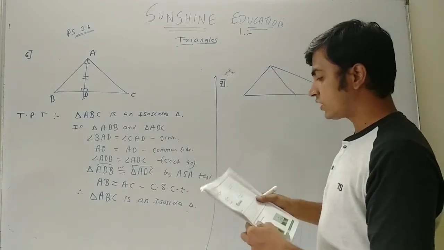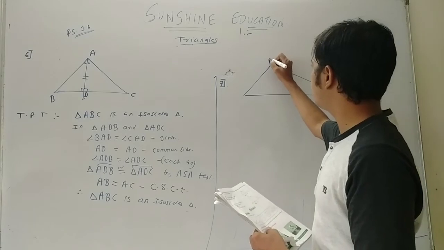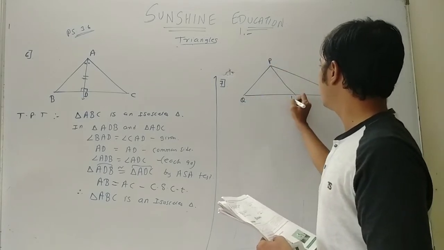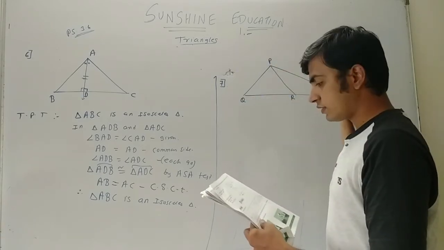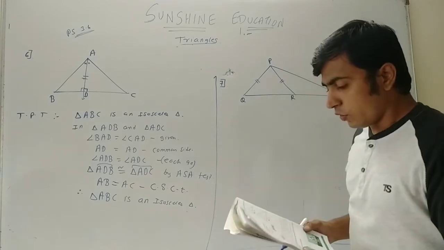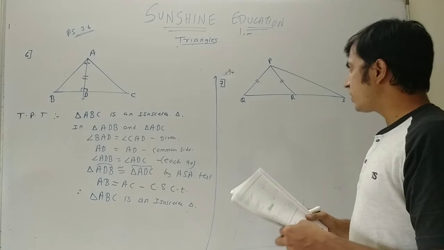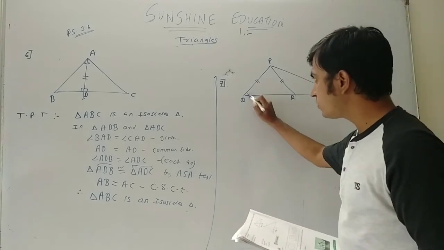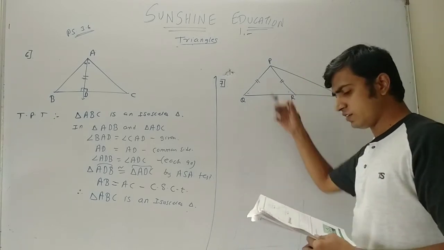It is PQ, RS, PQ, RS. What else is given? This is equal to this. PR is equal to PQ, so I can directly say that this part is equal to this part. Just write it later on.